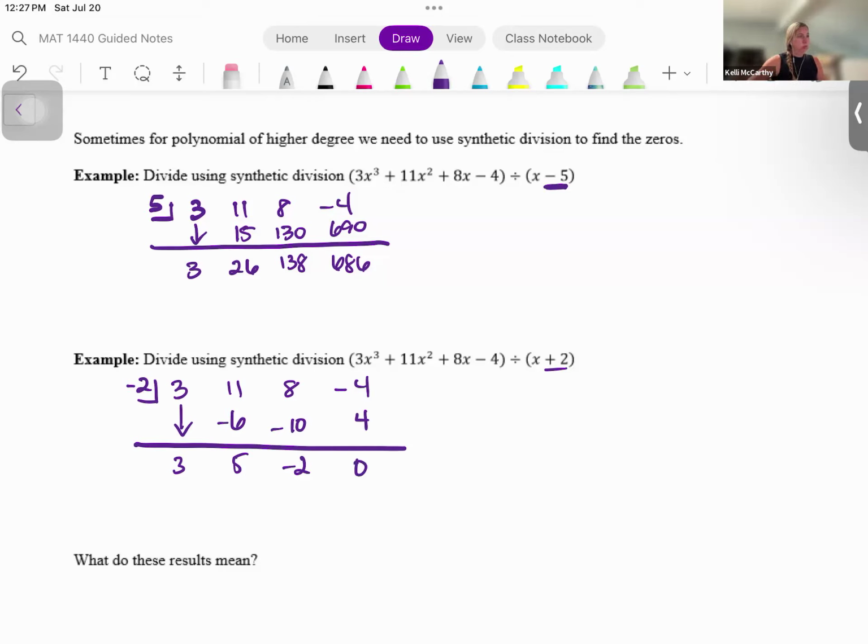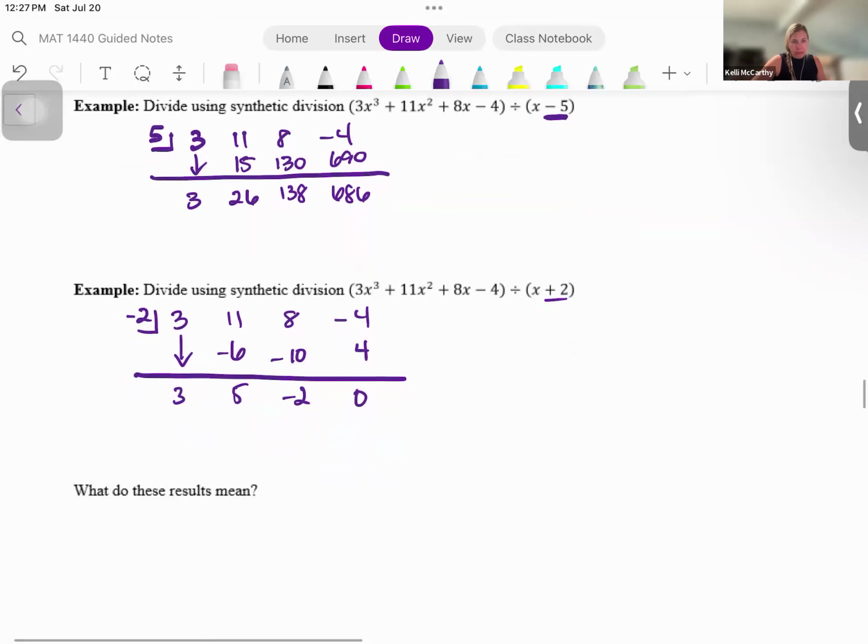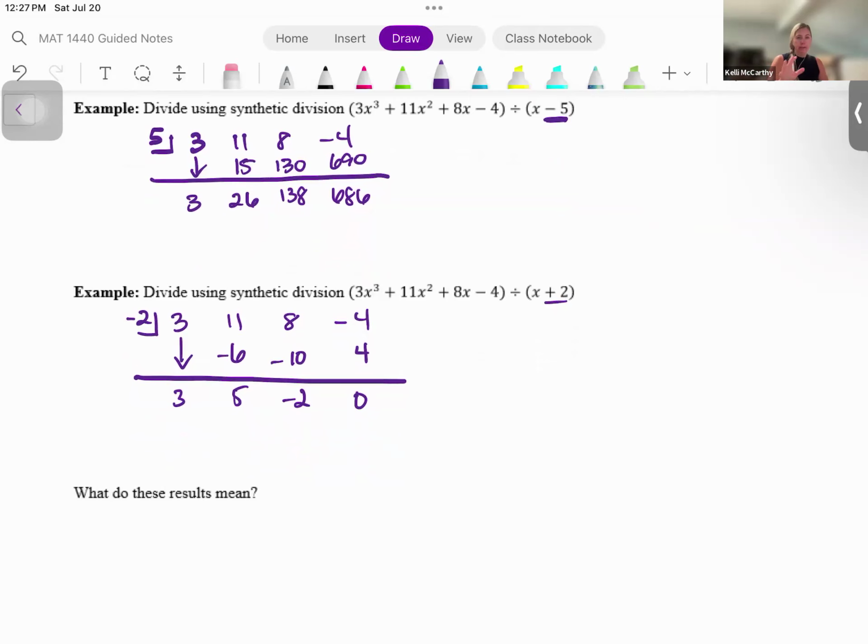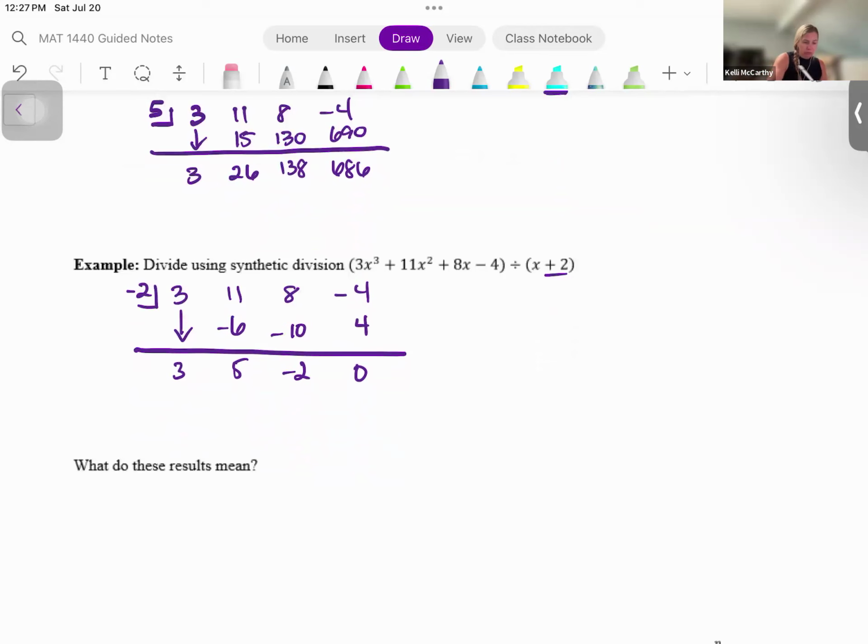So looking at both of these, what do these results mean? Well, I'm going to focus on that second example. Since the remainder was 0, and if you remember from synthetic division, this last value is always your remainder. If the remainder is 0 when dividing by that x plus 2, that means that x plus 2 is a factor, and x equals negative 2 is a 0.